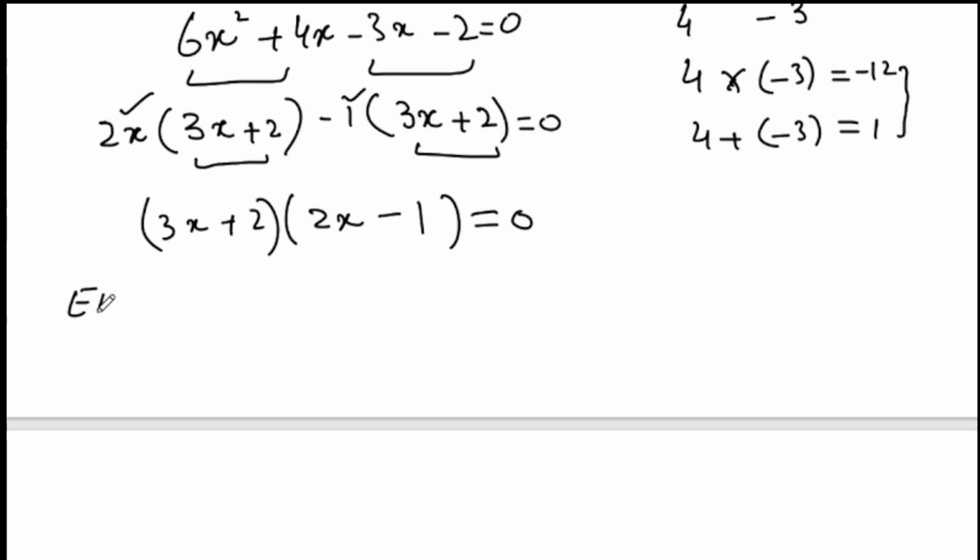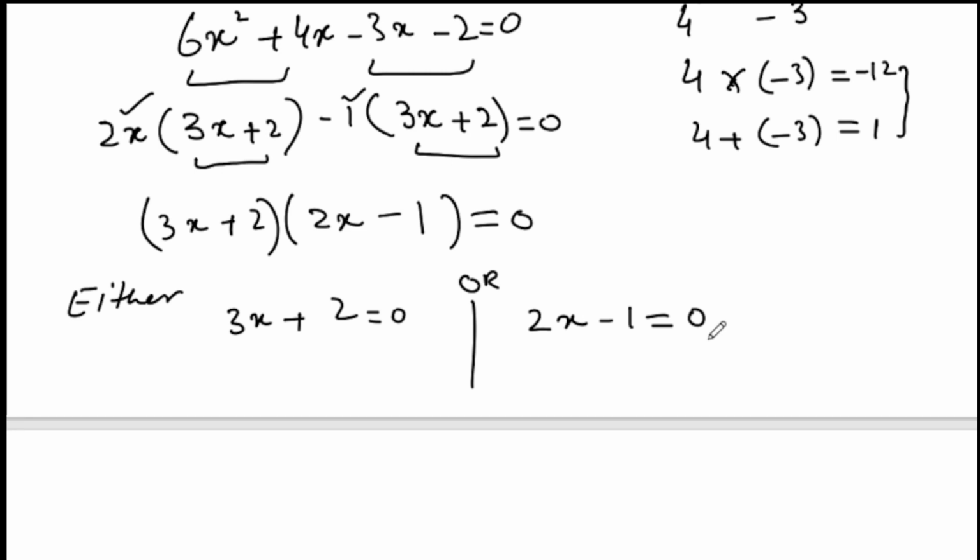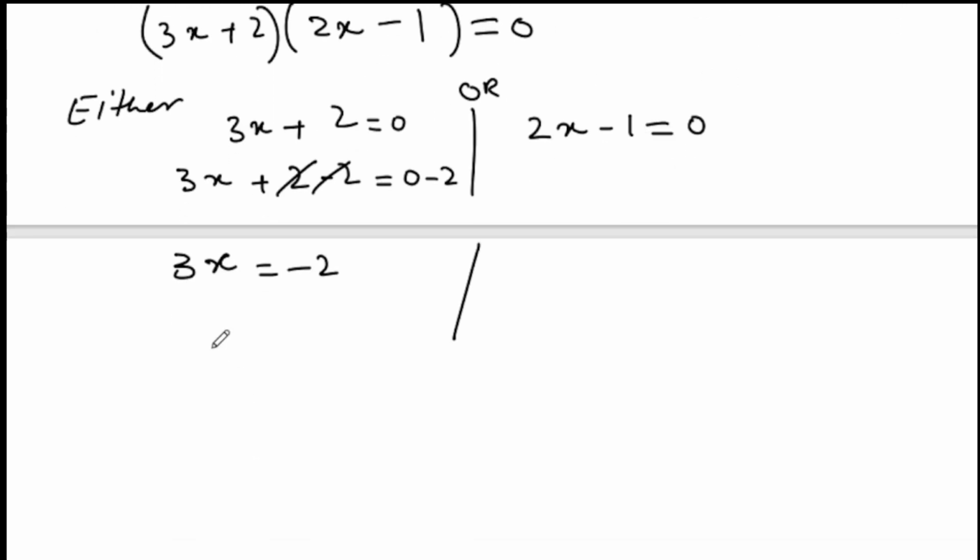So either we can write 3x plus 2 equals 0 or 2x minus 1 equals 0. Here by adding negative 2 on both sides, after cancellation 3x equals negative 2, and dividing by 3 on both sides, we get x equals negative 2 divided by 3.